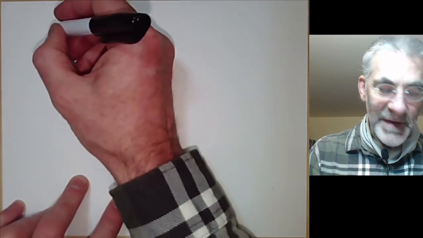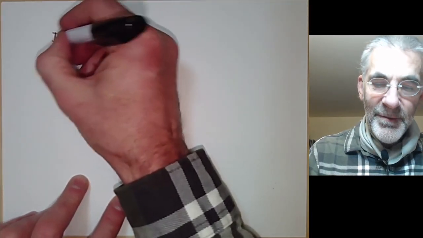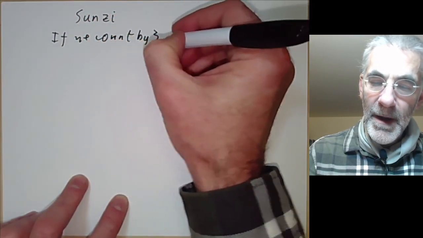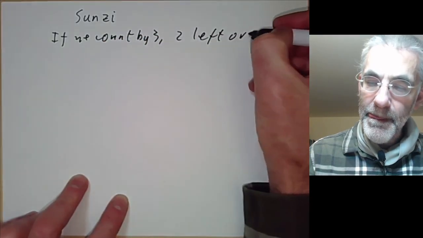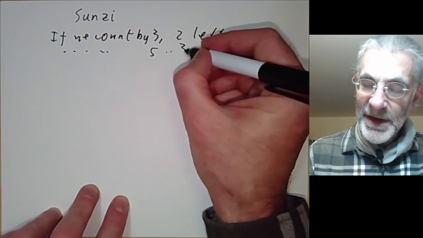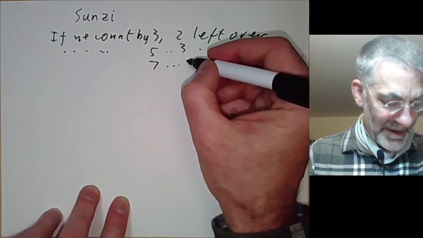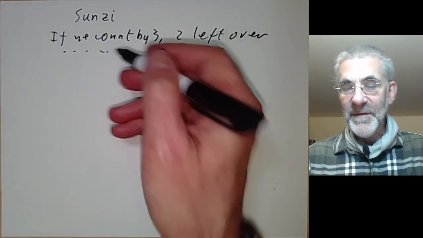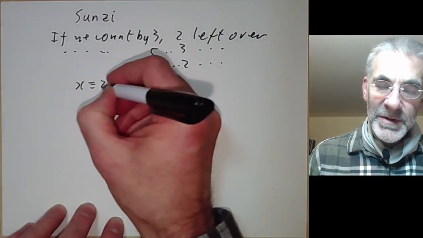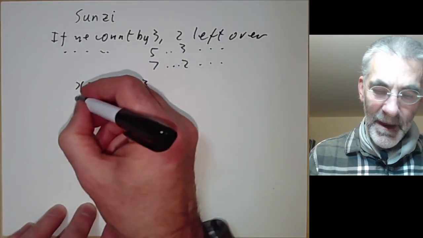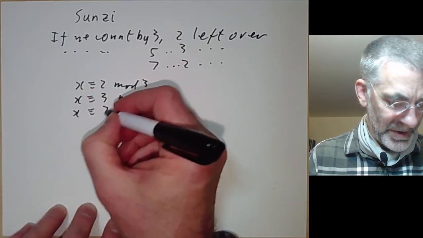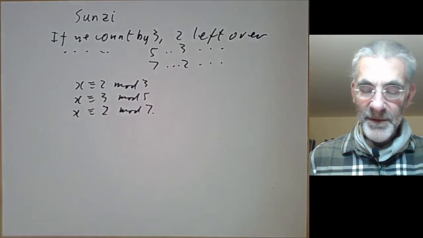So anyway, he worked in about the 3rd century, and he had the following problem. Suppose we have a number of things. If we count by 3, there are 2 left over. And if we count by 5, there are 3 left over. And if we count by 7, there are 2 left over. And the problem is to find out how many things there are. Well, obviously, this is just solving the equation x is congruent to 2 modulo 3, x is congruent to 3 modulo 5, and x is congruent to 2 modulo 7.